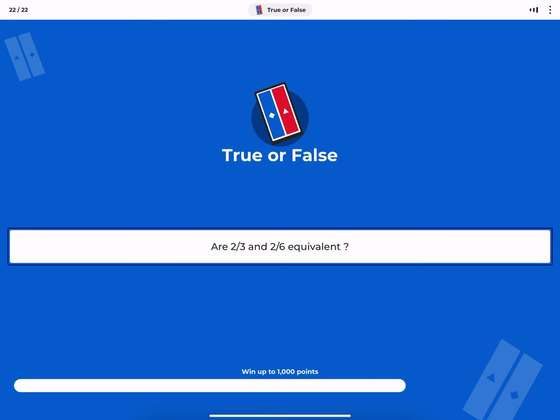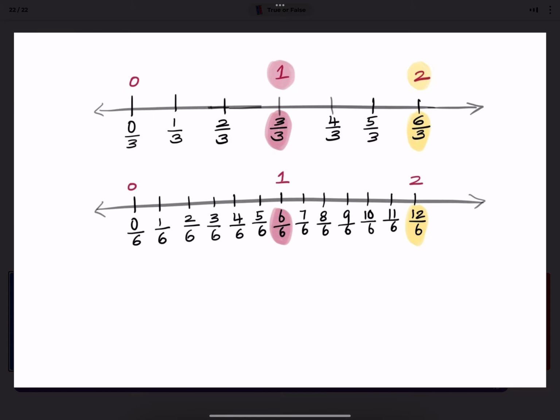Are 2 to 3 and 2 to 6 equivalent? True. False.